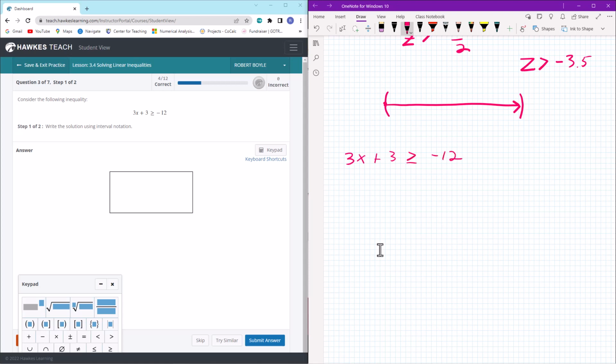Okay. Well, the very first thing we want to do is we want to get this term over here because we want the terms of the x by itself. So I am going to subtract 3 from both sides.